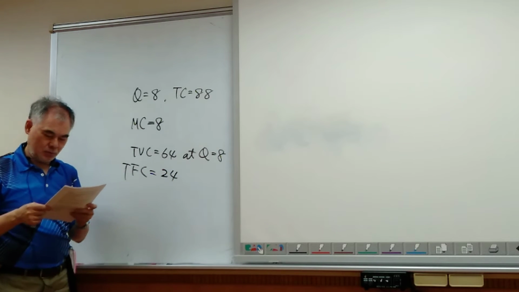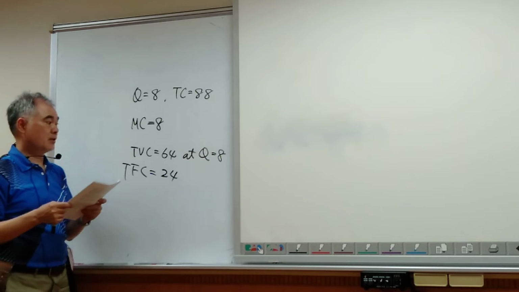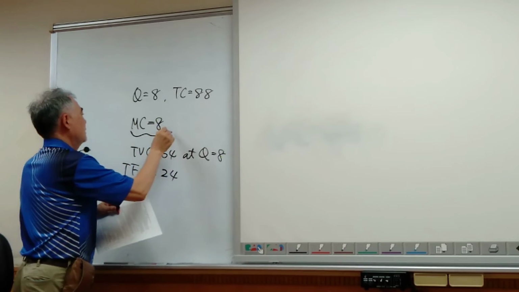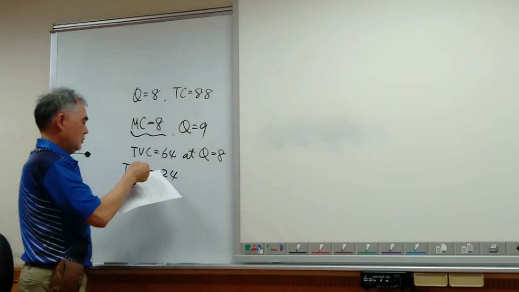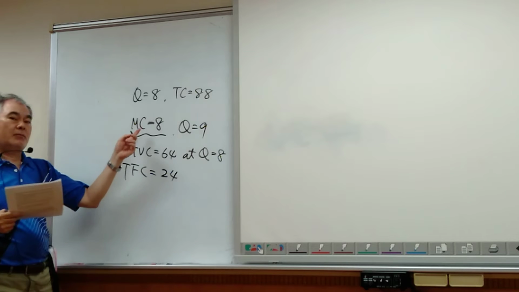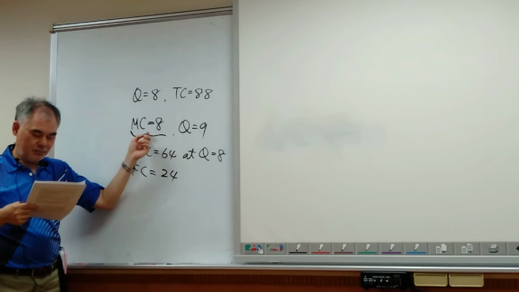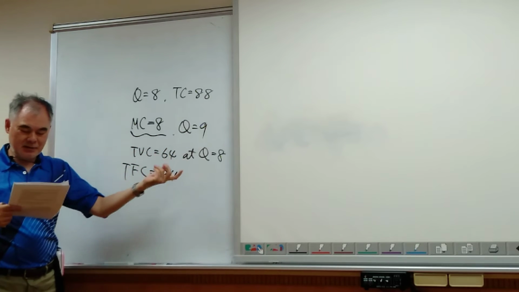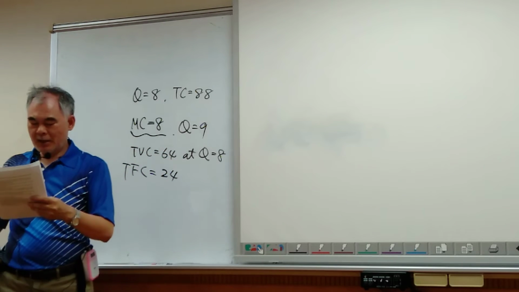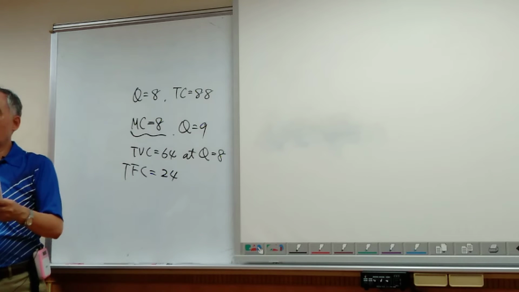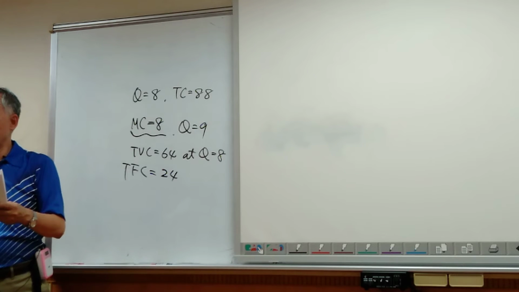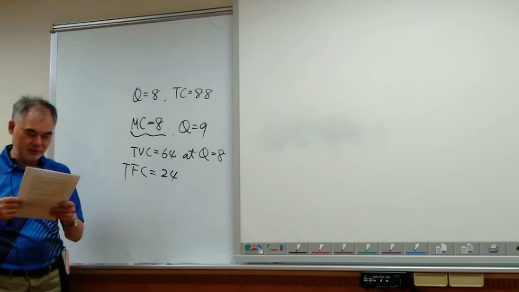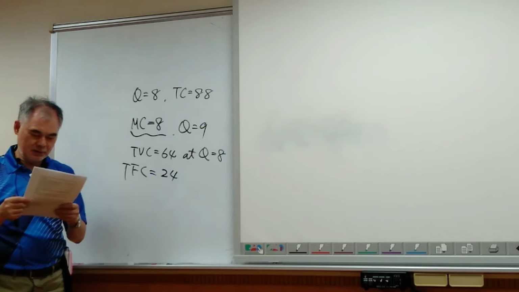And so when Q is equal to 9, average MC is equal to 8, right? MC is equal to 8. Basically this question tells you MC is constant at 8, so average variable cost should be 8, right? So then the answer to question 8 is C.